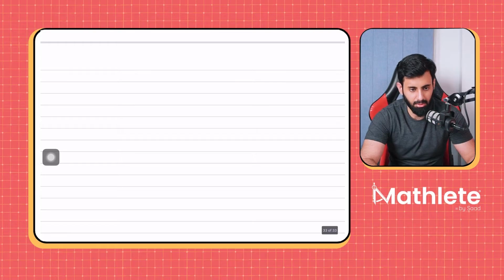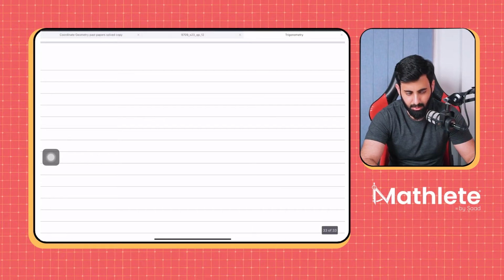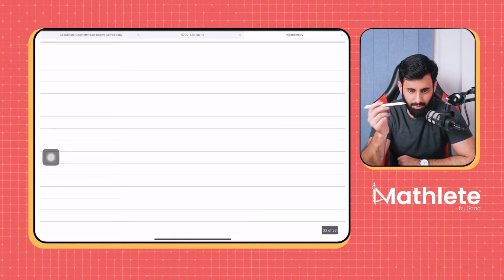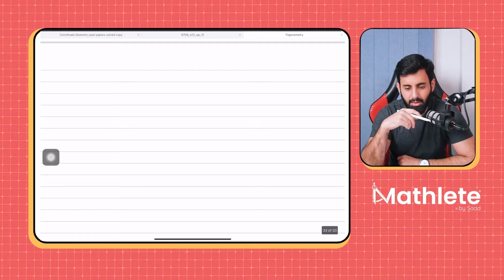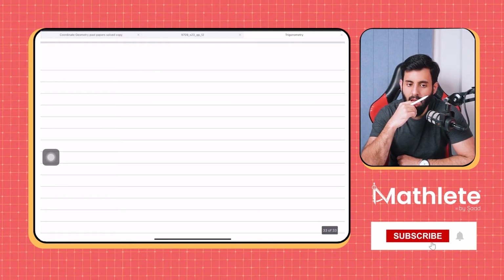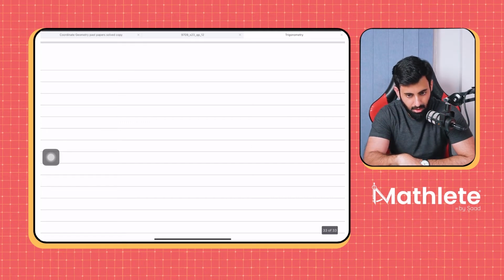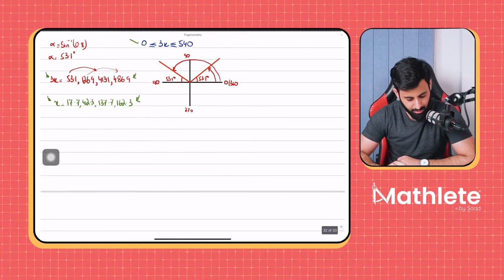Acha, let's say we have found the first set of values. How can I then find out the values in the next cycle? What do I do? Add 360. Perfect. And how can I find out the values in the cycle before that? What do I do? Subtract 360. So keeping all that in mind, let's approach range altering questions.